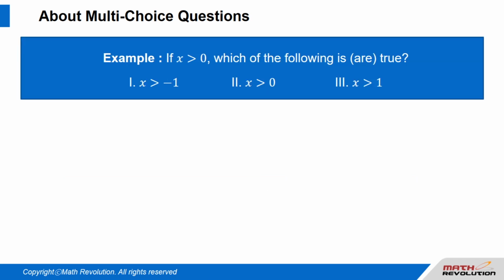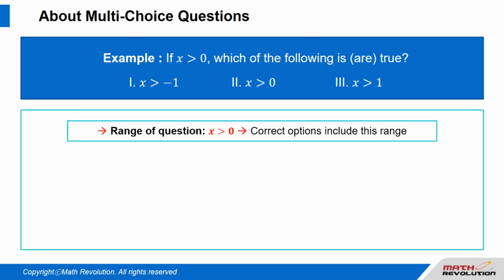For example, if x is greater than 0, which of the following is or are true? Option 1, x is greater than -1. Option 2, x is greater than 0. Option 3, x is greater than 1. So, the range of the question is x is greater than 0. Now, the options that include this range will be correct. Let's check the question. We are looking for the options that contain the range x is greater than 0.